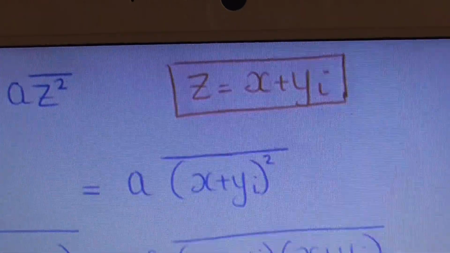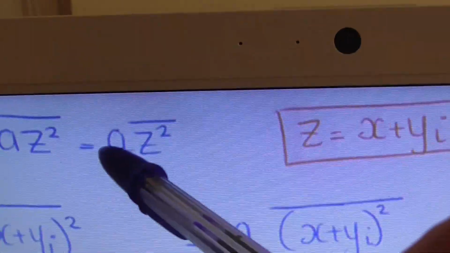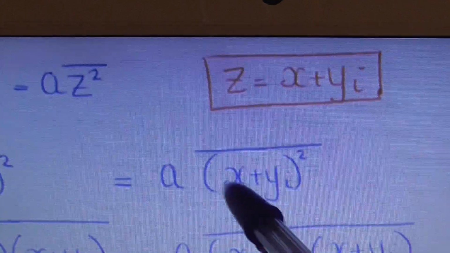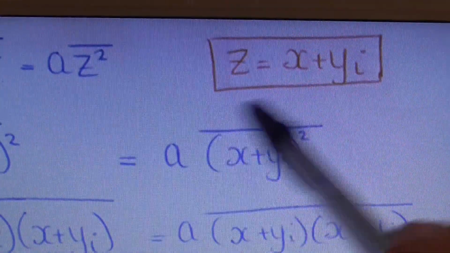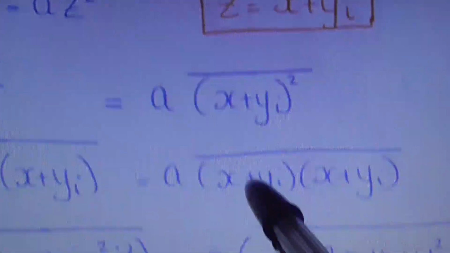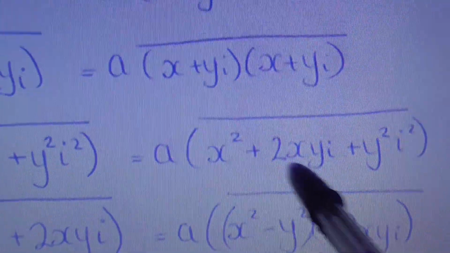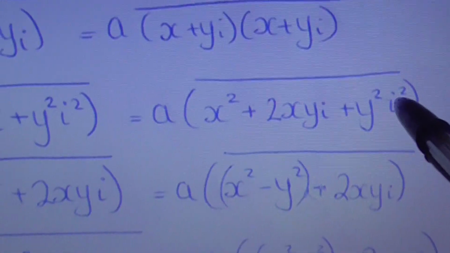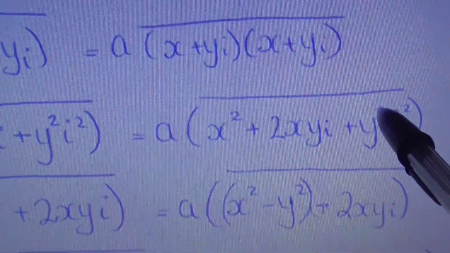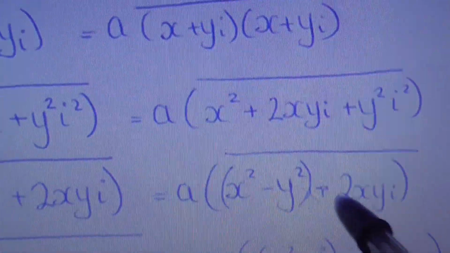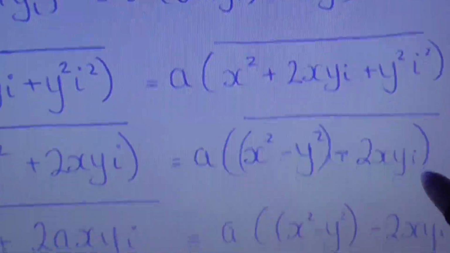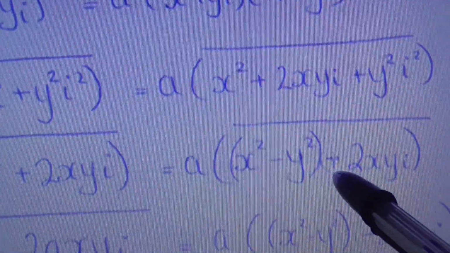Now remember what the right-hand side was. That's equal to a times the conjugate of z squared. So keep the a outside. So we want to get z squared first, and then we'll get the conjugate of that. So square out the bracket. Bracket by the bracket, you end up with this. Remember, i squared is minus 1. So that becomes minus y squared. Keep the reals together. Keep the imaginary together. So that's plus 2xyi.